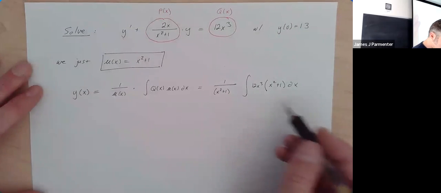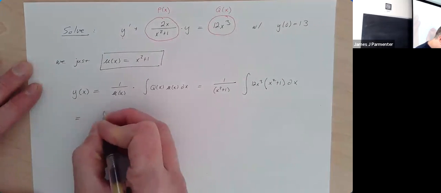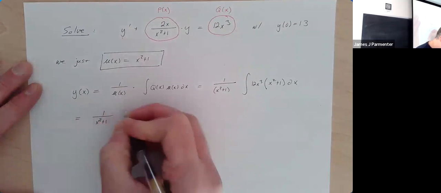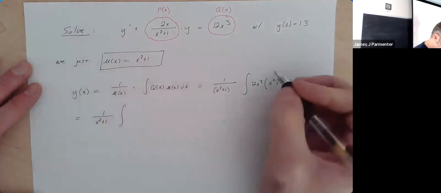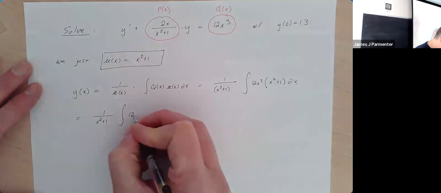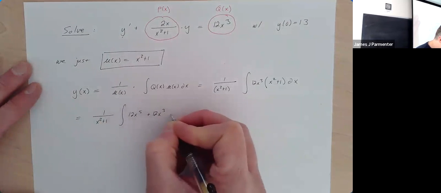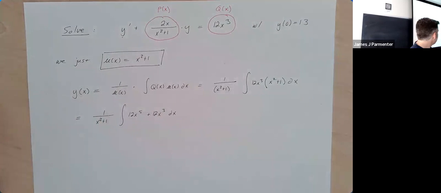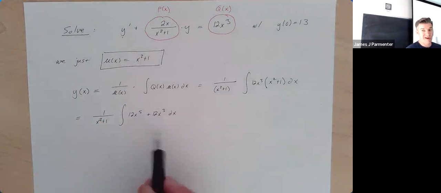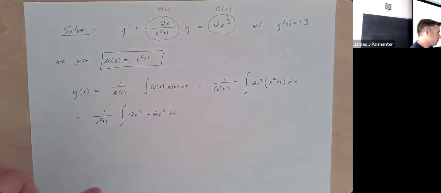So let's do this. Simplifying, I've got 1 over x squared plus 1 times the integral. If I distribute this 12x cubed, I'm going to get 12x to the 5th plus 12x cubed. I guess I could factor out the 12, but I don't really want to, because I recognize that when I anti-differentiate these, the powers are going to work out nicely. So I wouldn't bring out the 12 here.